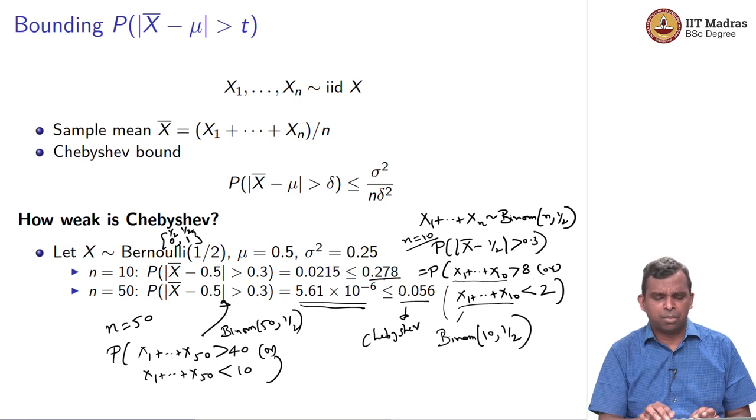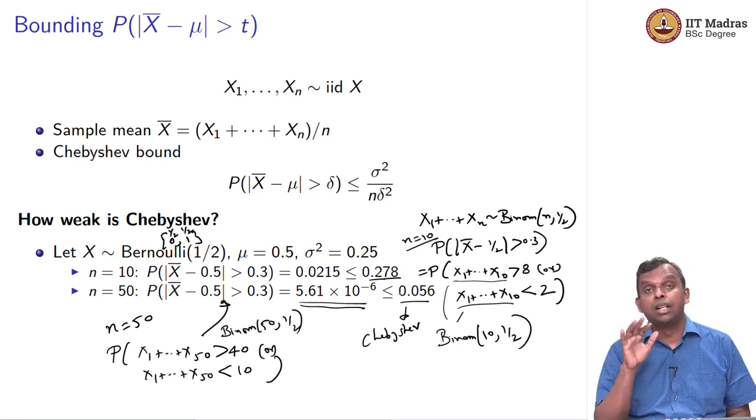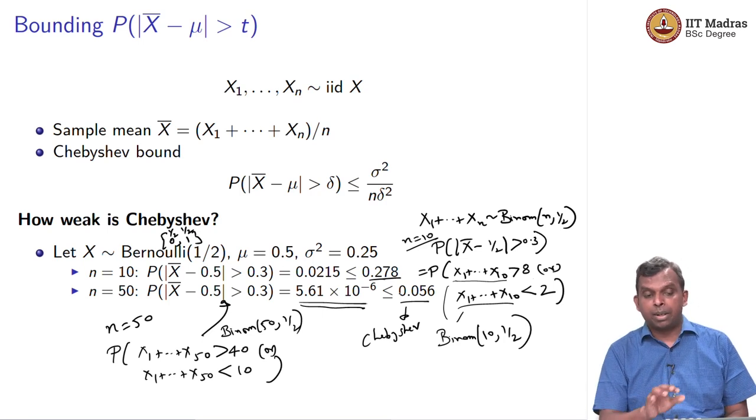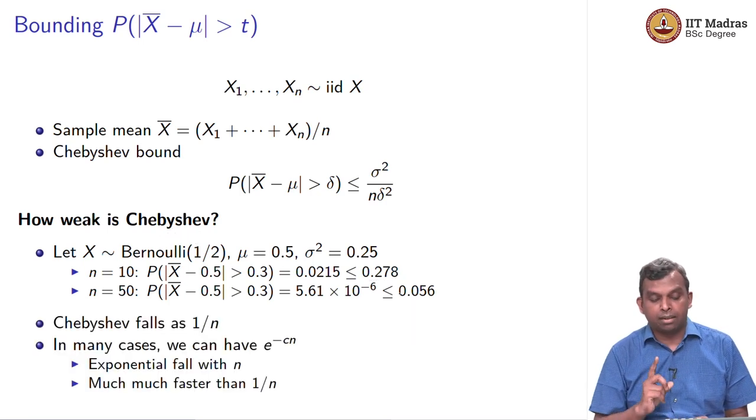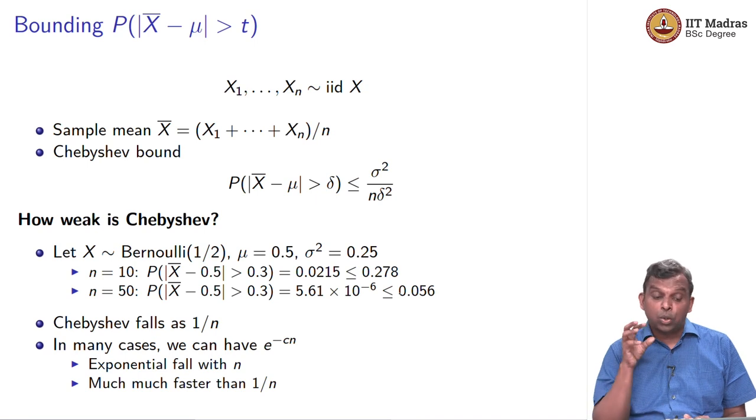You can repeat this experiment with other parameters, other distributions. You will see the Chebyshev bound is predicting something weak here. Okay, so Chebyshev bound falls as 1 by n. In many cases, the actual probability will fall as some e power minus constant into n, okay. So it'll be like that.